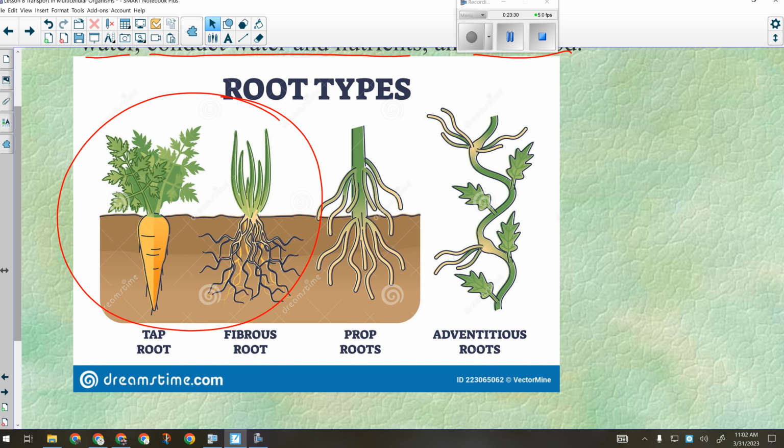Which one would be better at preventing soil erosion? A taproot or a fibrous root? Which one will hold on to soil better? Fibrous root. That's why we plant grass in places, because it keeps the wind from picking up the dirt and blowing it away. It's why farmers, when they harvest their crops, don't plow them up very often. They leave the bottom of the plant with its roots there because it'll hold the soil in place and prevent soil erosion by wind and water.